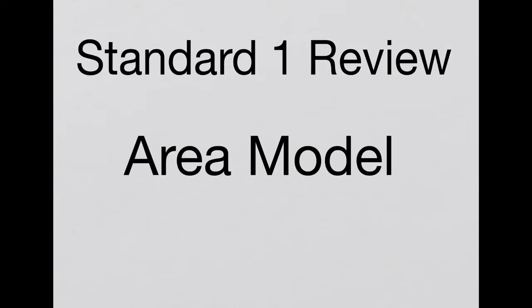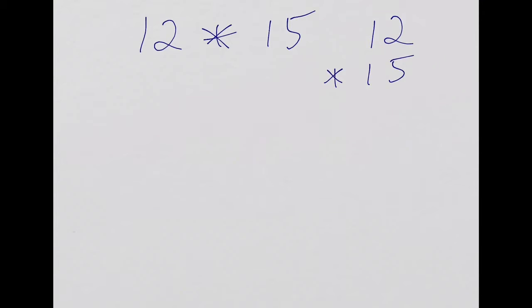The third and final concept for Standard 1 was what's called using an area model to multiply polynomials. Area model comes from learning how to multiply. So for example, if we look at something like 12 multiplied by 15, the old-fashioned way of multiplying this would be to set it on top of each other like this, 12 above 15.